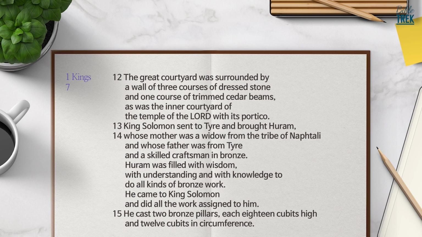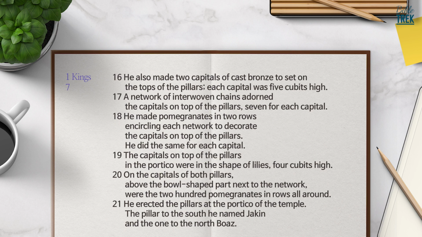King Solomon sent to Tyre and brought Huram, whose mother was a widow from the tribe of Naphtali, and whose father was from Tyre and a skilled craftsman in bronze. Huram was filled with wisdom, with understanding, and with the knowledge to do all kinds of bronze work. He came to King Solomon and did all the work he assigned to him. He cast 2 bronze pillars, each 18 cubits high and 12 cubits in circumference. He also made 2 capitals of cast bronze to set on the tops of the pillars.